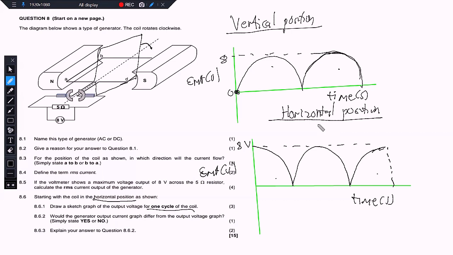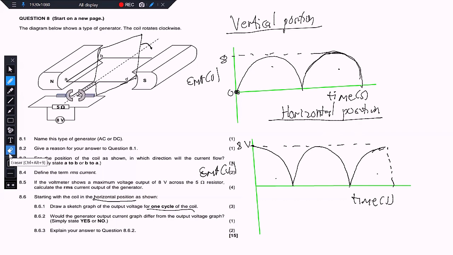If they say draw the one in vertical position, this is how it should be. But if they say draw in horizontal position, note that it starts from the maximum and then goes down and bounces up to the maximum, goes down and then bounces up back to the maximum. Right. So just note that difference. It is very important.